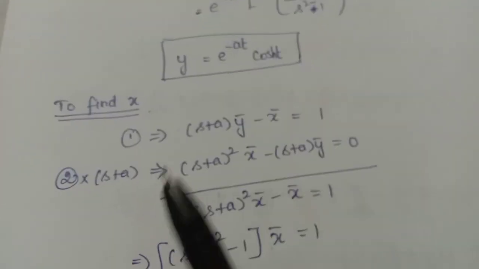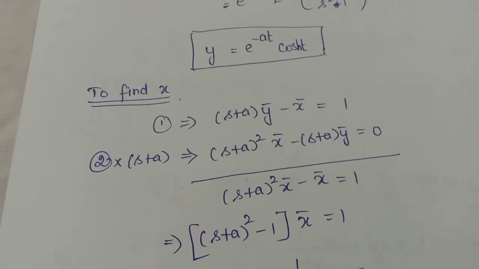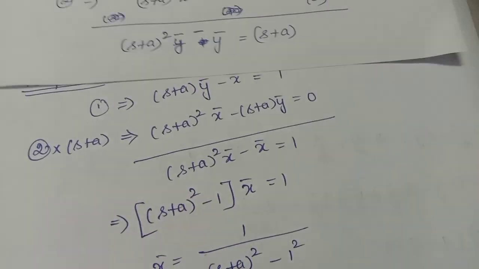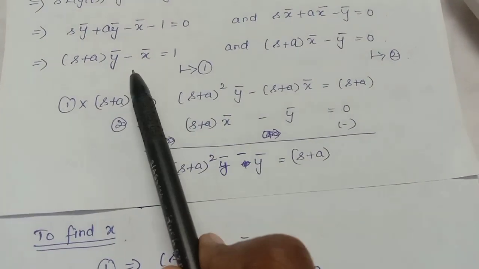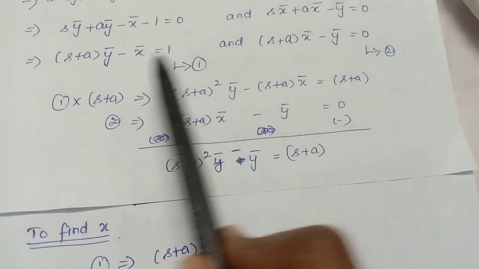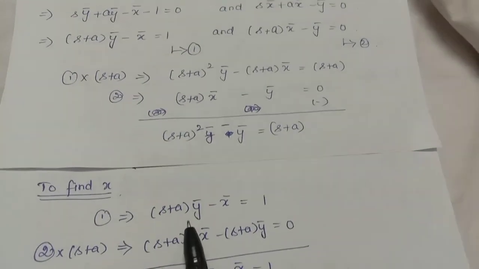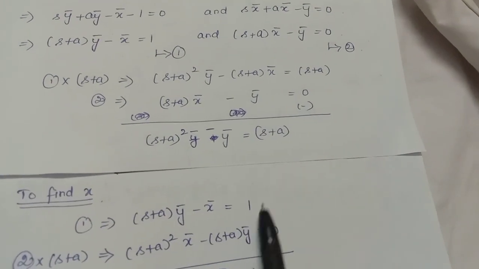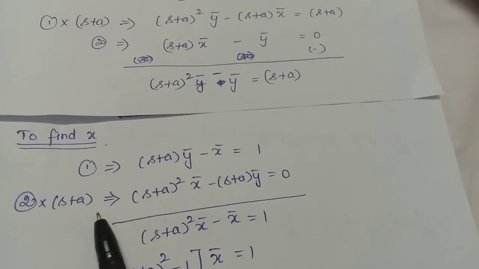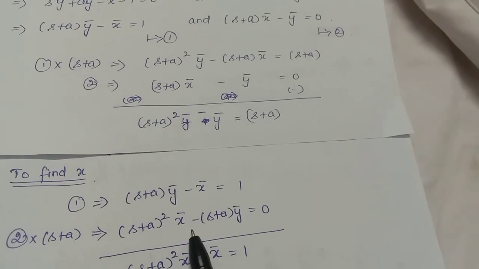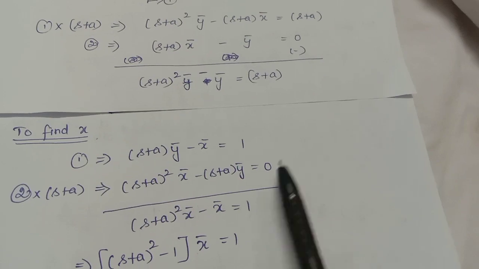Similarly, you have to find the value for x. So for that, again you take the two equations. See, these are the two equations, no? In the two equations, you want to remove y, no? So for removing y, keep the first equation as it is: s plus a into y bar minus x bar equal to 1. Second equation, you multiply by s plus a. So (s plus a) the whole square into x bar minus (s plus a) into y bar equal to 0.